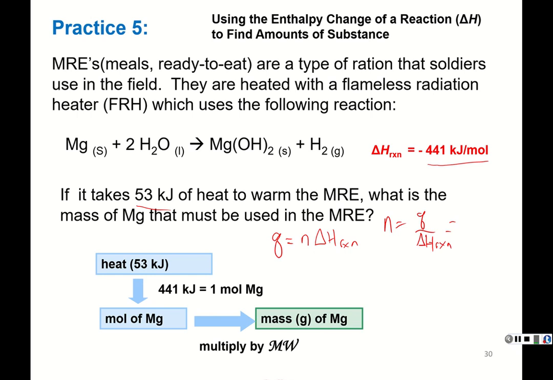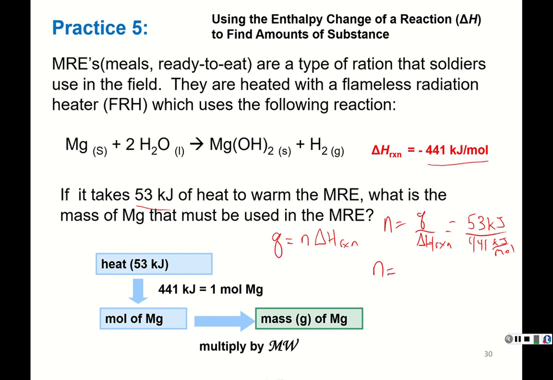And so the heat is 53 kilojoules needed. Delta H is 441 kilojoules per mole. Technically that is a negative number, but it's negative because the system is giving it off. The surroundings is what needs to absorb that. The food is our surroundings in this case, so that's what needs to absorb it, so we can change the sign.